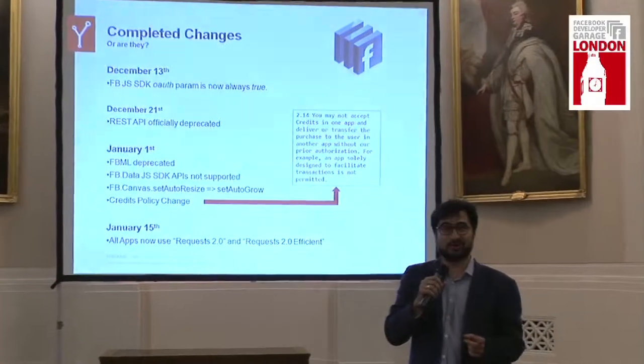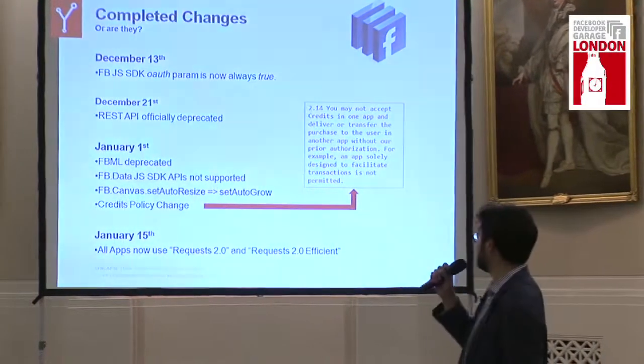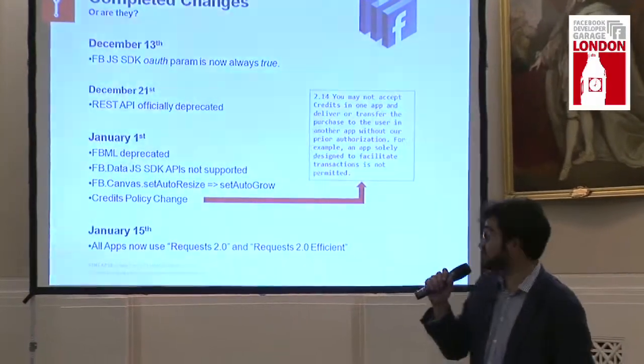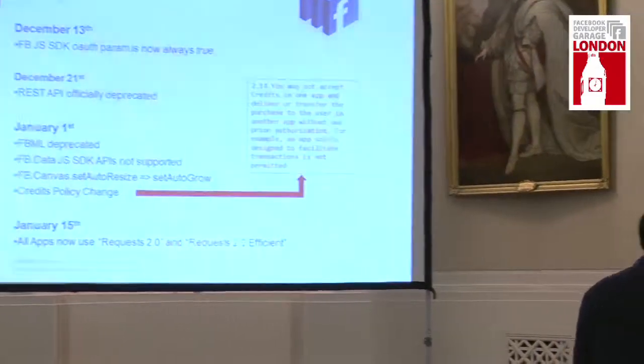Did anyone have a problem? No, so good, excellent. As I said before, the REST API is officially deprecated, which is great. FBML is officially deprecated, which means it's not supported. It will still work until June 1st, at which point it will be turned off. The FBData.js SDK API is not supported. Hardly anyone was using them.